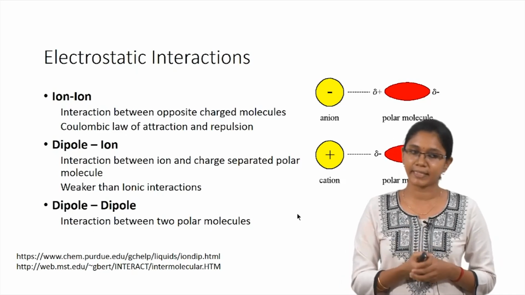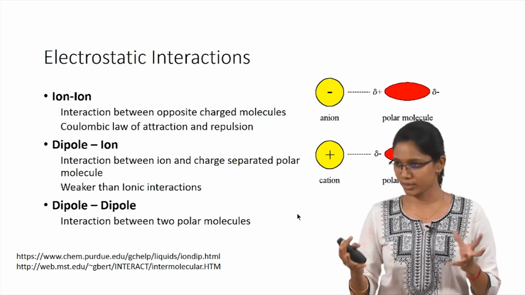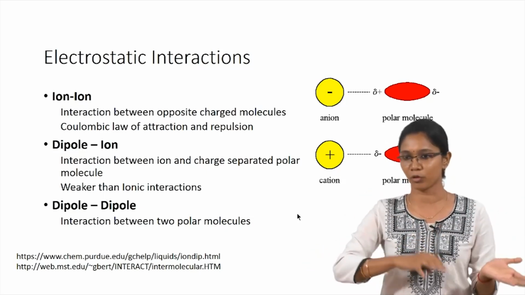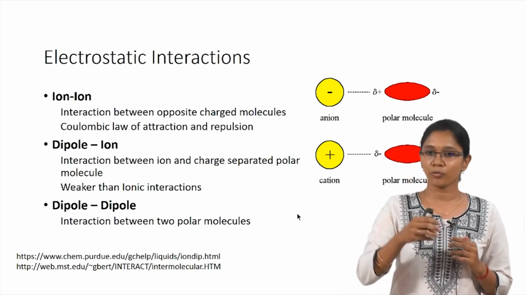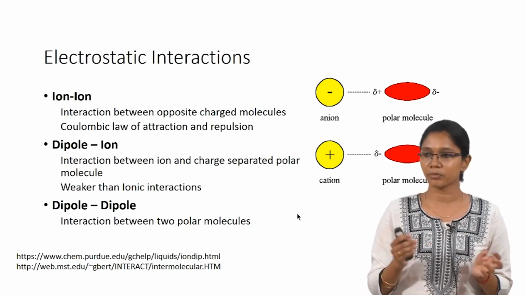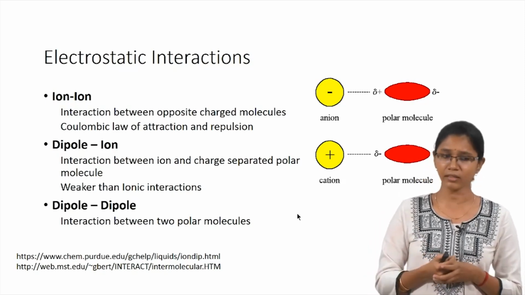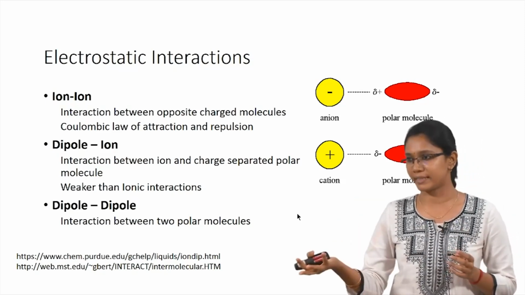So, the electrostatic interaction is the ion-ion interaction. We know what an ion is, a cation and an anion, with a positive and a negative charge. When there is an interaction between two differently charged molecules, we call it an ion-ion interaction or an ionic interaction. And then, what is a dipole-ion interaction?